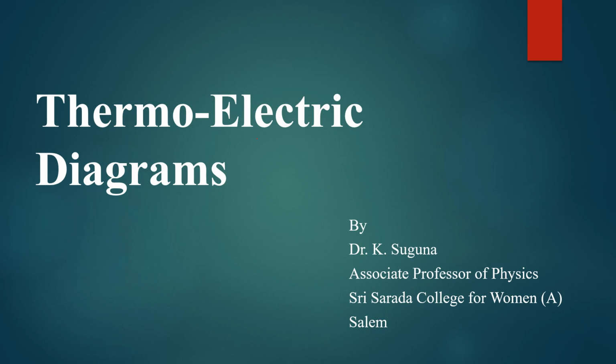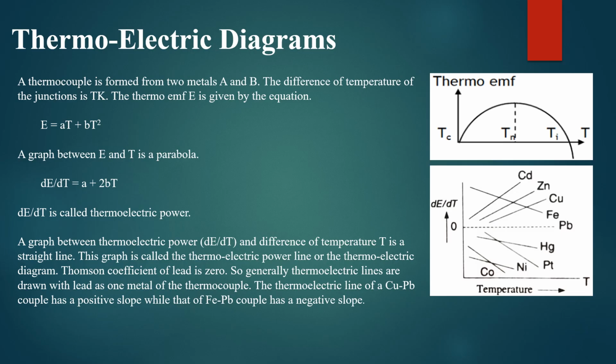Today's class, we are going to see about thermoelectric diagrams. We all know that a thermocouple is made from two metals A and B. The difference of temperature of the junctions is T. The thermo EMF is given by the equation E is equal to AT plus BT squared. A graph drawn between T and the thermo EMF is a parabola.